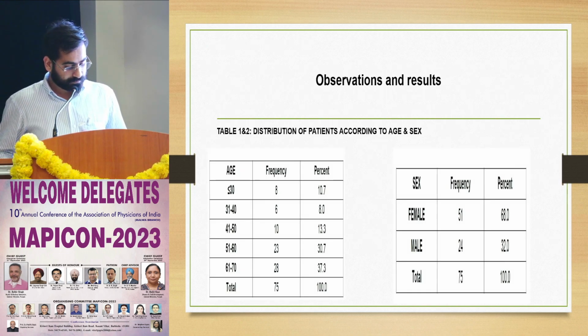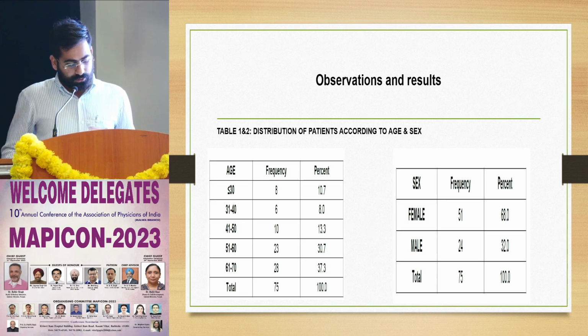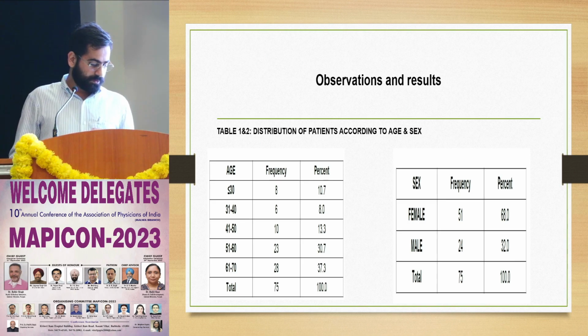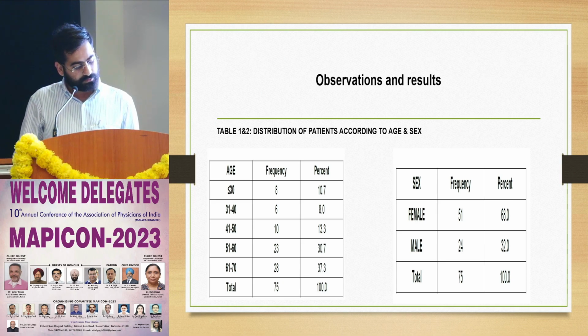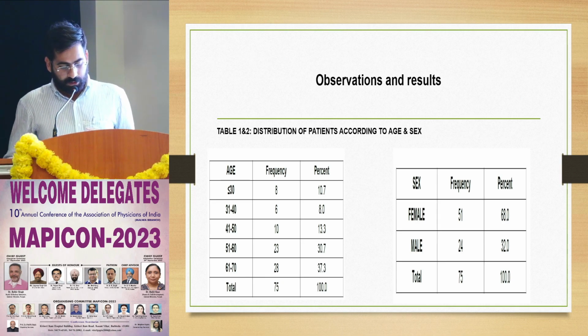Observation and results. According to age and sex, 37.3% patients were from age 61 to 70, followed by 30% in the age of 51 to 60. And out of 75 patients, 68% were female and 32% were male.